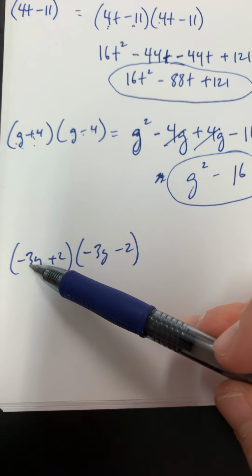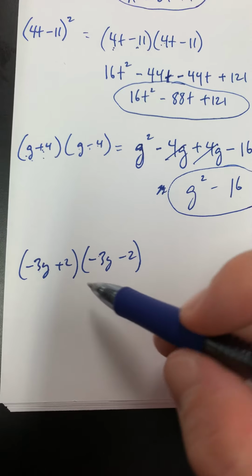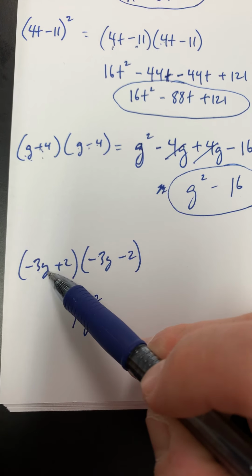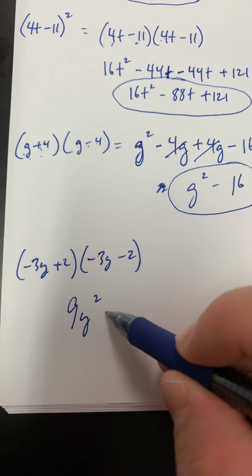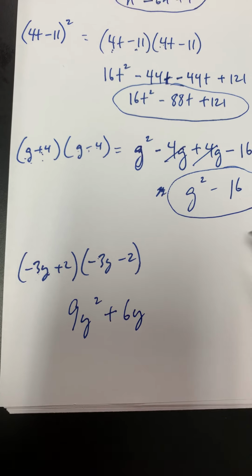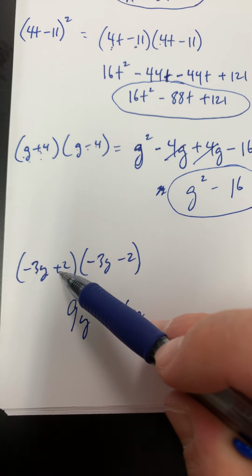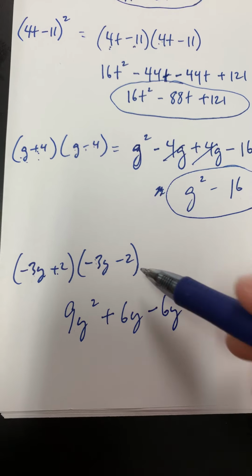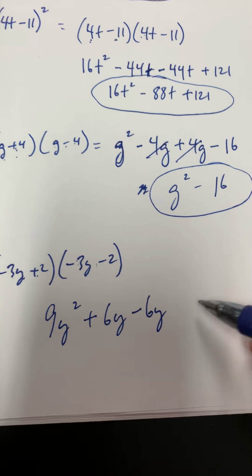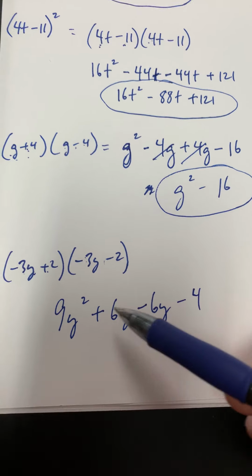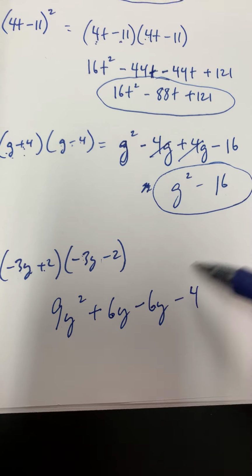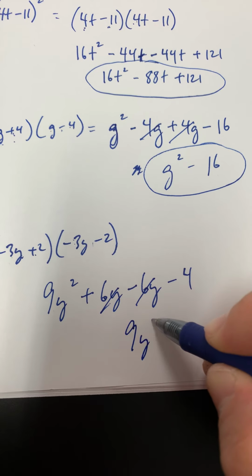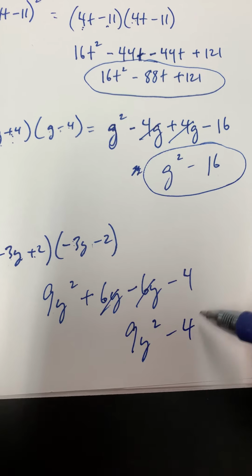Okay, let's look at this one. Negative 3y times negative 3y gives me positive 9y squared. Negative 3y times negative 2 gives me positive 6y. 2 times negative 3y gives me negative 6y. And 2 times negative 2 gives me negative 4. All right, so what happens to these terms? You got 6y minus 6y. They cancel out, give you 0. And your final answer is 9y squared minus 4.